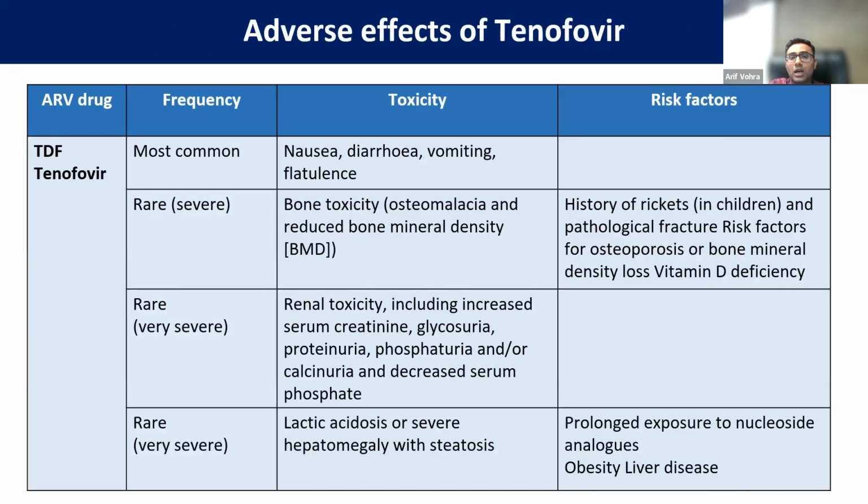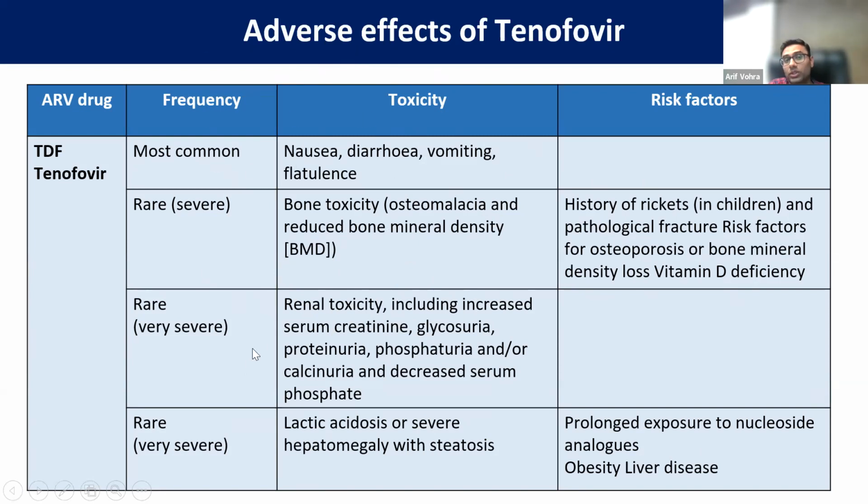Next is tenofovir. With tenofovir, we need to worry about two things. One is bone toxicity, so it leads to osteomalacia and reduced bone mineral density. So any child who is at risk of calcium deficiency, let's say rickets, or at risk of pathological fractures, is more prone to develop tenofovir toxicity.